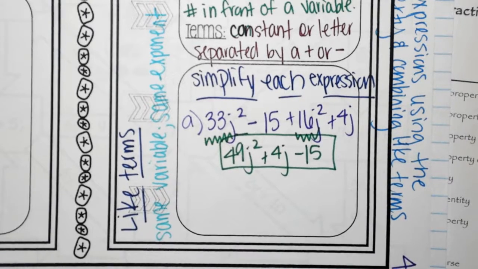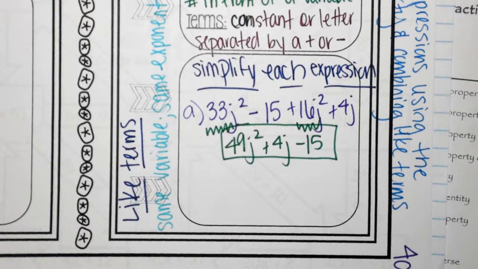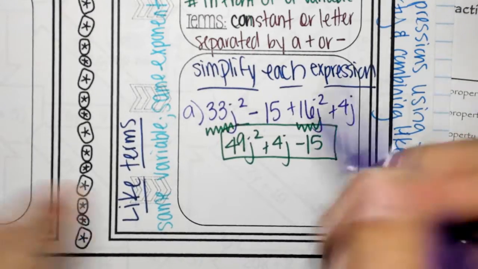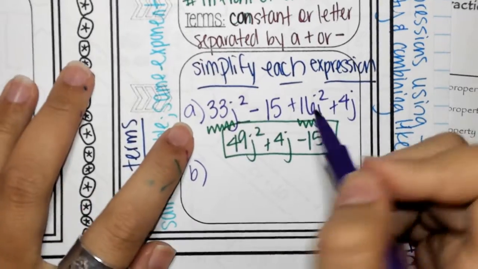Now, how many terms are in this problem now? 4. 3. Yes. In the answer, there are 3. 1, 2, 3. I meant 3. Okay. I promise you.